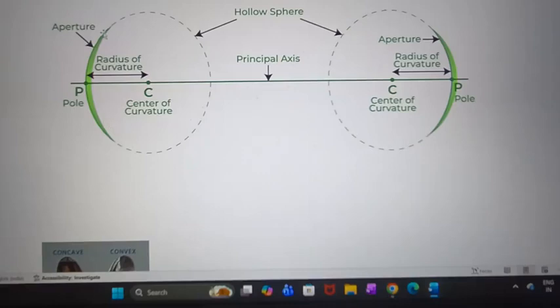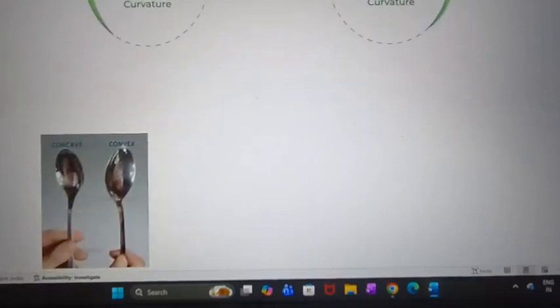Aperture is like a diameter. So this bulging out part, if you see the spoon, if you turn it back, this is the bulging part, and you get a virtual and erect image. Real and inverted image. Inverted meaning you will get it ulta, upside down. Erect meaning it is straight.